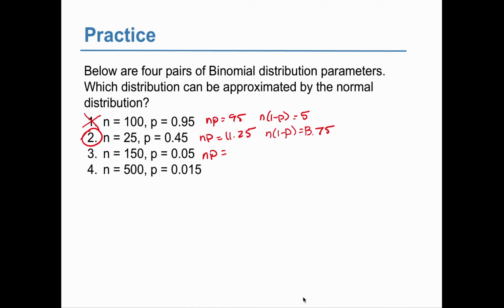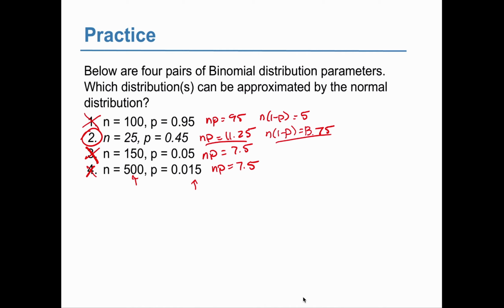Here, np is going to be 7.5, so that doesn't work either. But the second is the only one where the distribution can be approximated by the normal distribution, because both np and n times 1 minus p are at least 10.